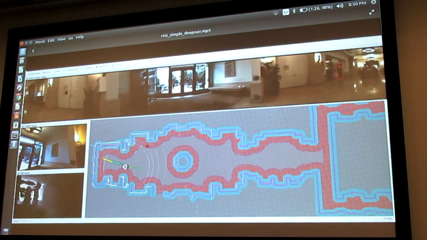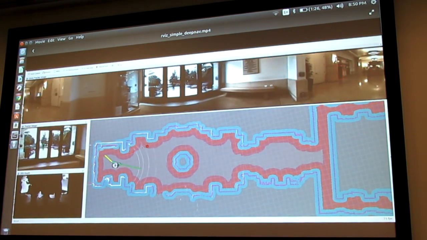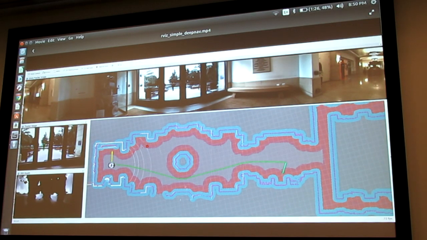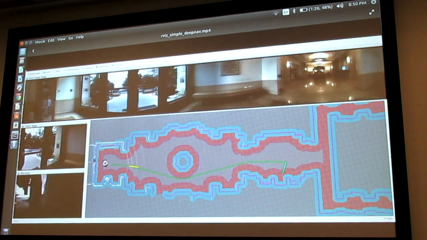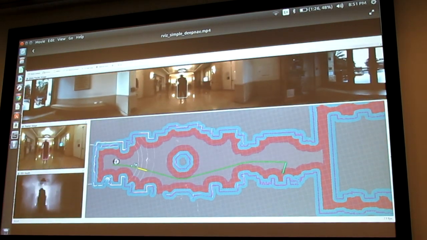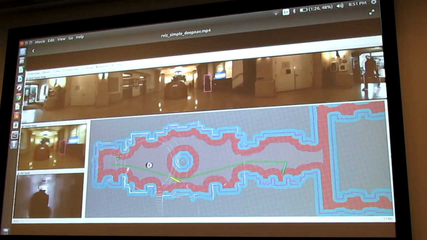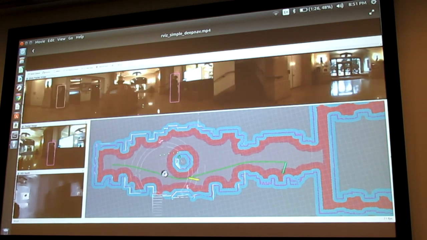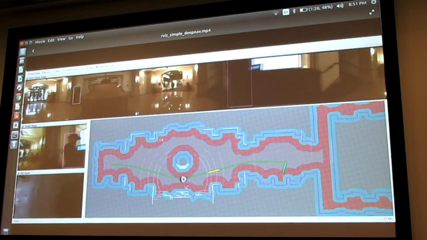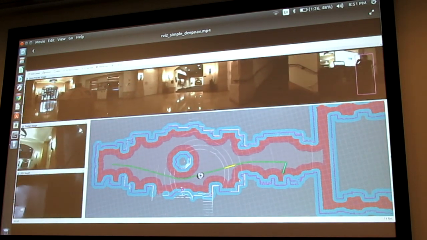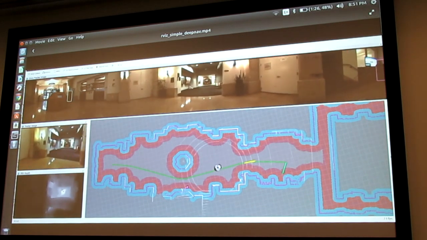So here's the RViz view, actually. And there, you actually see the LiDAR of the people, right? And it's also doing the path projection for the people. This is sort of more sophisticated.